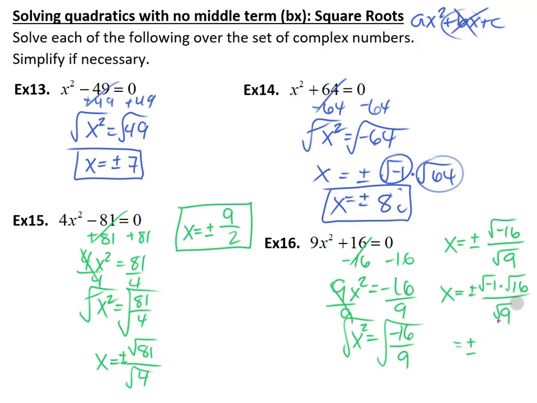So we get plus or minus, square root of 16 is exactly 4. That's going to give me an i, so we can write 4i up top. And the square root of 9 in the bottom is 3. 4 thirds i, or 4i over 3, plus or minus, are our 2 final solutions.